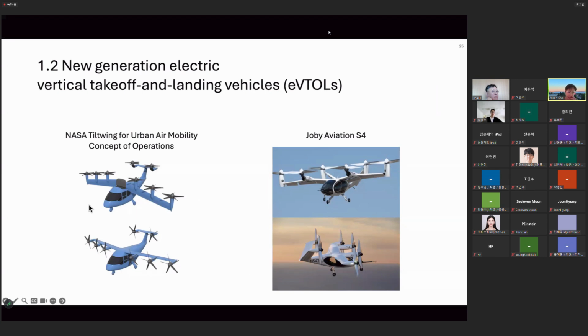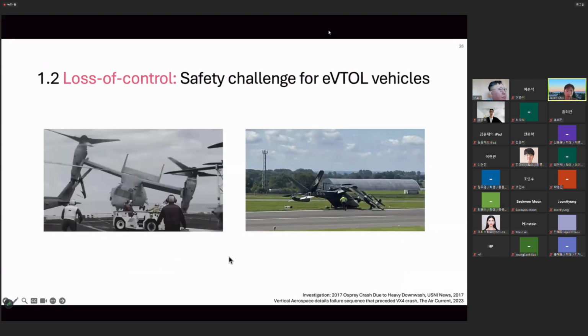So NASA has this nice tilt-wing vehicle that is a concept vehicle used to evaluate various operations of air mobility in simulations. And Joby has a similar vehicle. It doesn't tilt the wing, but it tilts the rotor, called the S4. And for this new generation vertical takeoff and landing vehicle, loss of control during this kind of flight mode transition is the main challenge for safety.